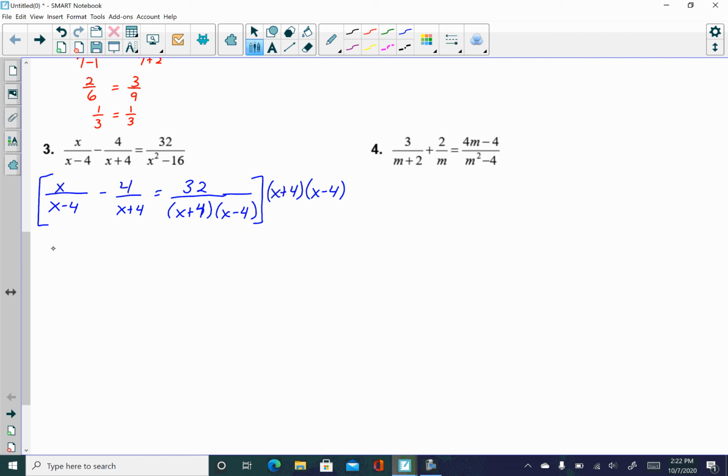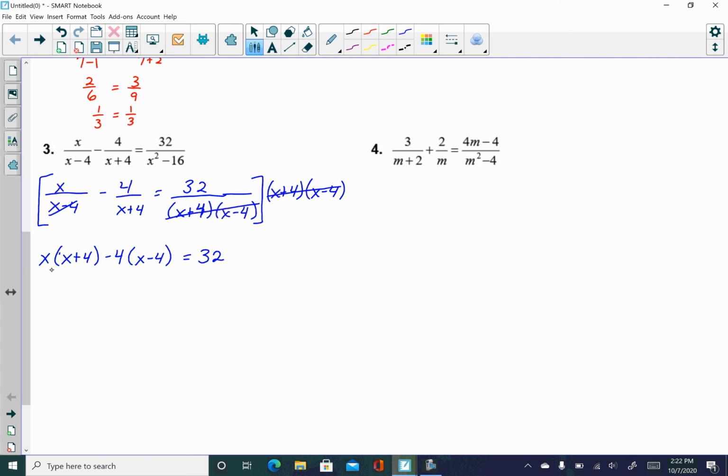So when I'm doing this first term, I know that denominator of x minus 4 is going to cancel out, so I'm going to be left with x times x plus 4. Next term, I'm going to bring down my negative 4. This time the x plus 4's cancel out, so I'm left with x minus 4 equals, and on the right-hand side, when you multiply by the common denominator, the full denominator cancels out, and you're just left with 32.